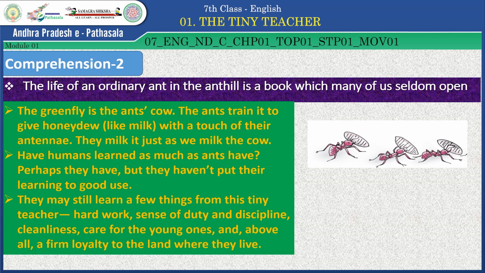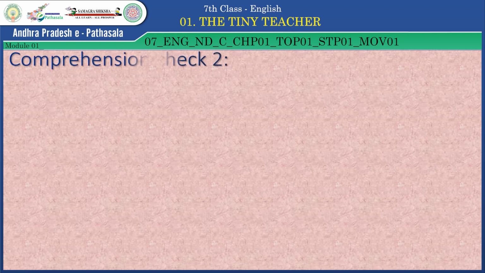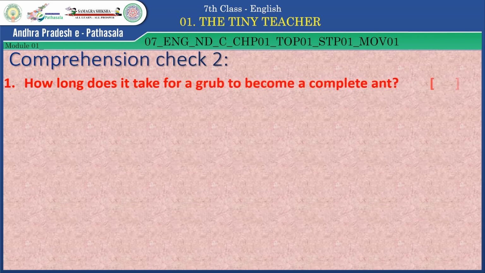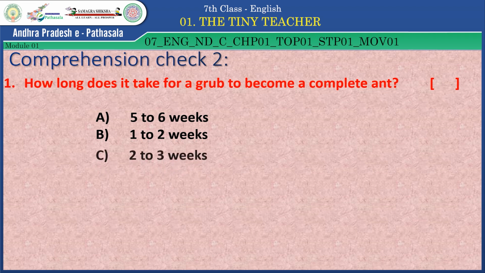Let's check how well we understood ants' life. Comprehension check 2. 1. How long does it take for a grub to become a complete ant? Option A, 5 to 6 weeks. B, 1 to 2 weeks. C, 2 to 3 weeks. Yes, you are absolutely correct. I'm appreciating you, children. The answer is option A, 5 to 6 weeks.